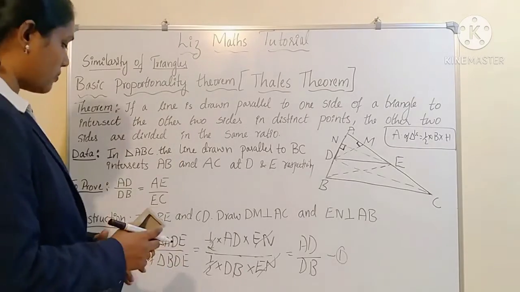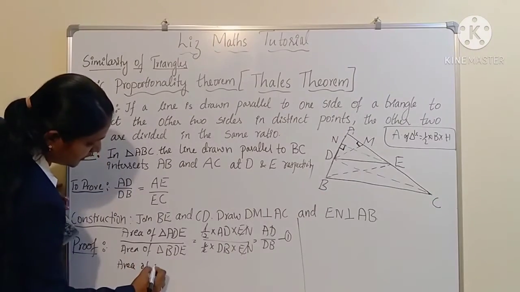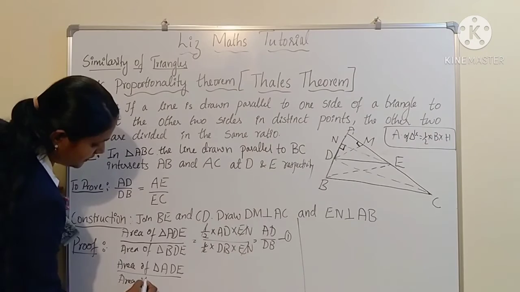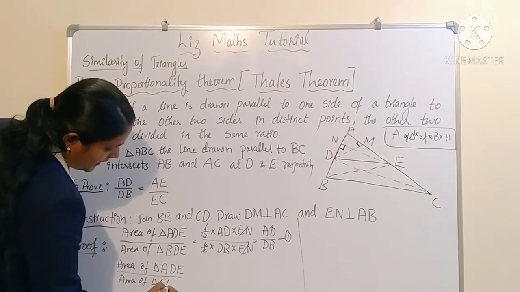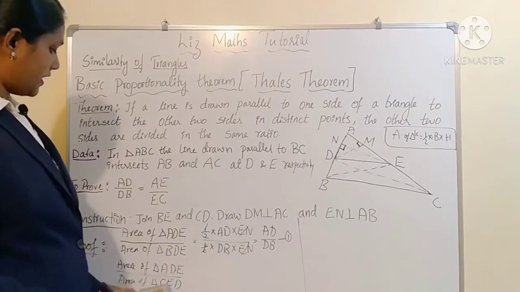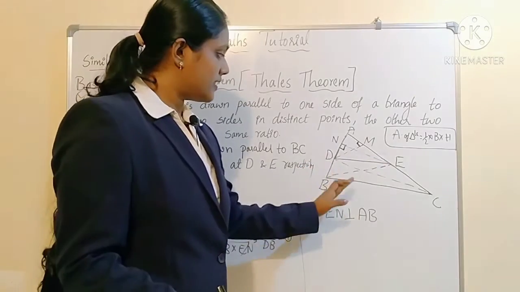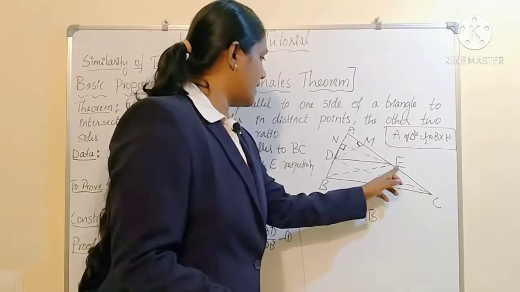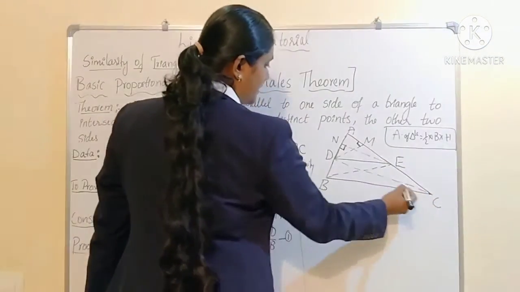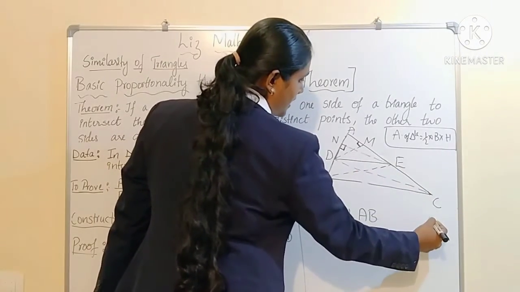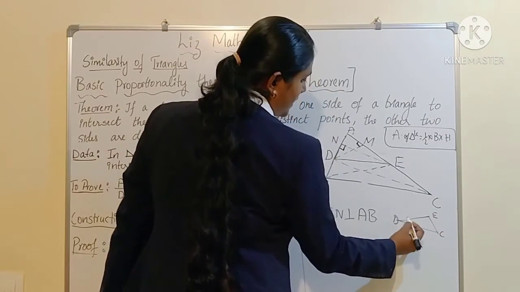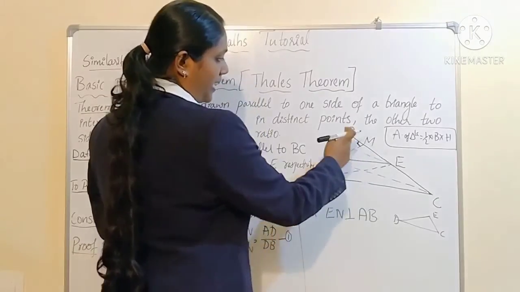Similarly, you have to take the next triangle, the area of the triangle ADE divided by the area of the triangle CED. Next one is CED. That is the area of the triangle ADE divided by the area of the triangle CED. Here also you can see a triangle in this shape, ECD, and one more here, ADE.